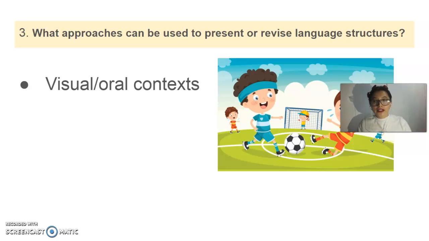Also, I have the next question that says, what approaches can be used to present or receive language structures? I consider that visual and oral contexts are really good, because we can use these types of approaches in order to explain grammatical structures in an easy way. For example, if we want to teach the present progressive, we can create sentences from a picture. Say, the boy is playing football. As you can see, it's an easy way to teach a structure just with a picture.